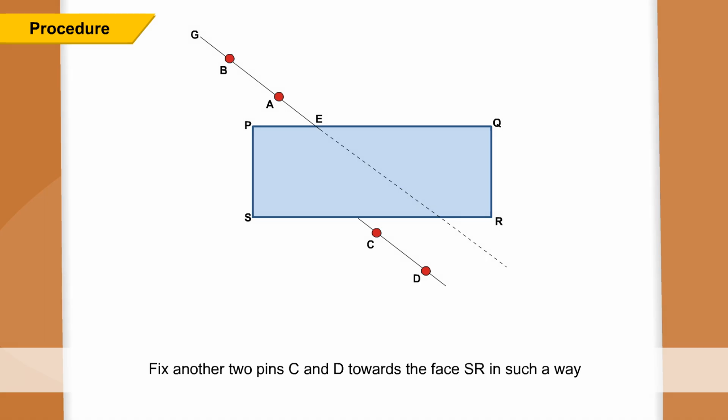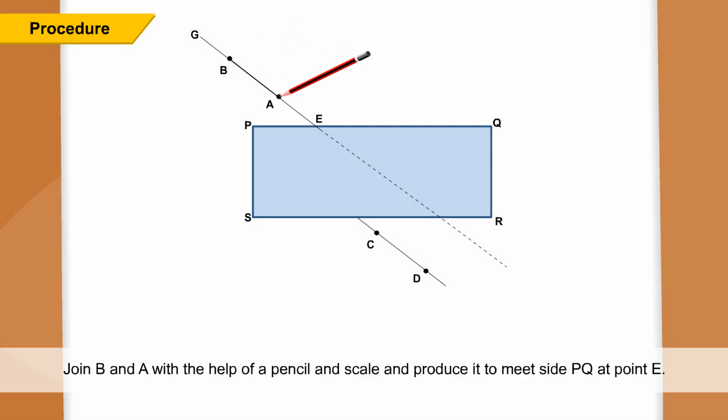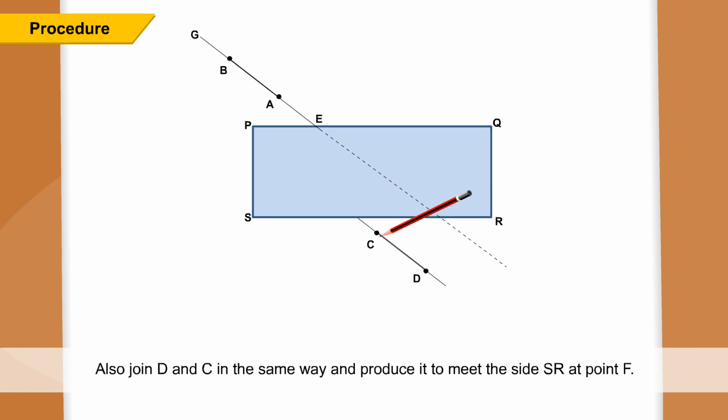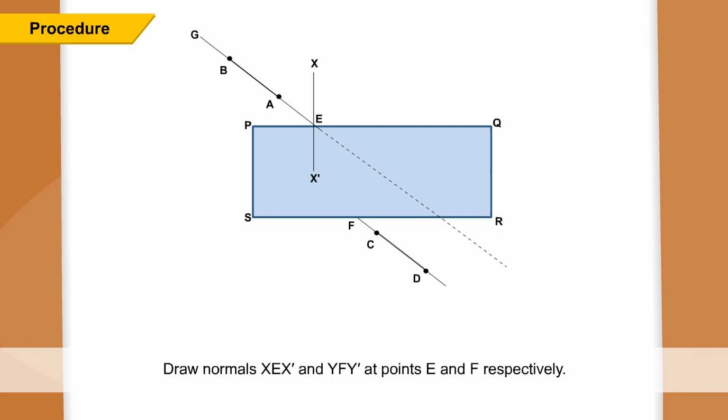Fix another two pins C and D towards the face SR in such a way that, by viewing through the slab, the images of pins A and B and pins C and D all lie in a straight line. Now remove all the pins and encircle the pin pricks. Join B and A with the help of a pencil and scale and produce it to meet side PQ at point E. Also join D and C in the same way and produce it to meet the side SR at point F. Draw normals XEX' and YFY' at points E and F respectively.